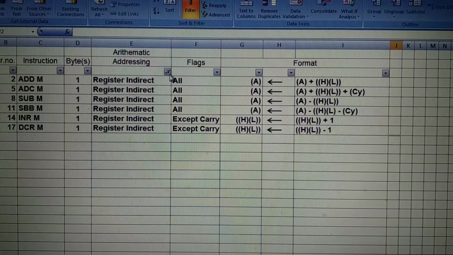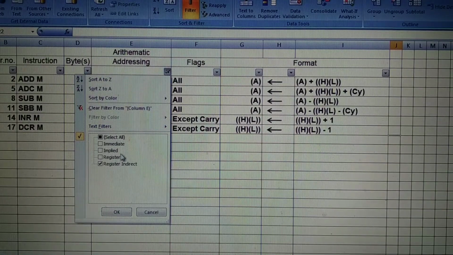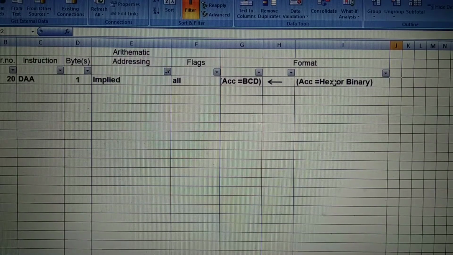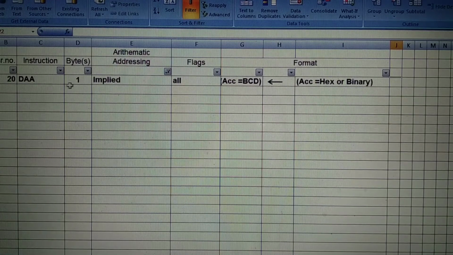And now let us move for the next type of instruction, that is implied or implicit. Only one instruction is there. Whatever the number present in accumulator in hexadecimal form or binary form gets converted in terms of BCD form and again result is stored in accumulator. Only accumulator is used. Therefore, addressing mode is implied addressing mode.